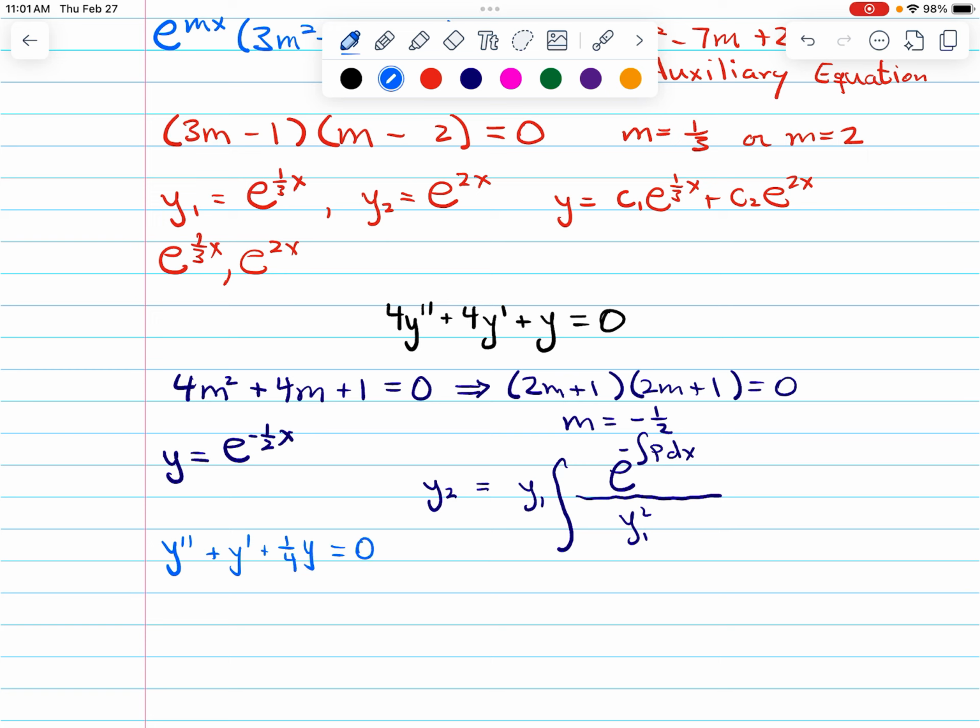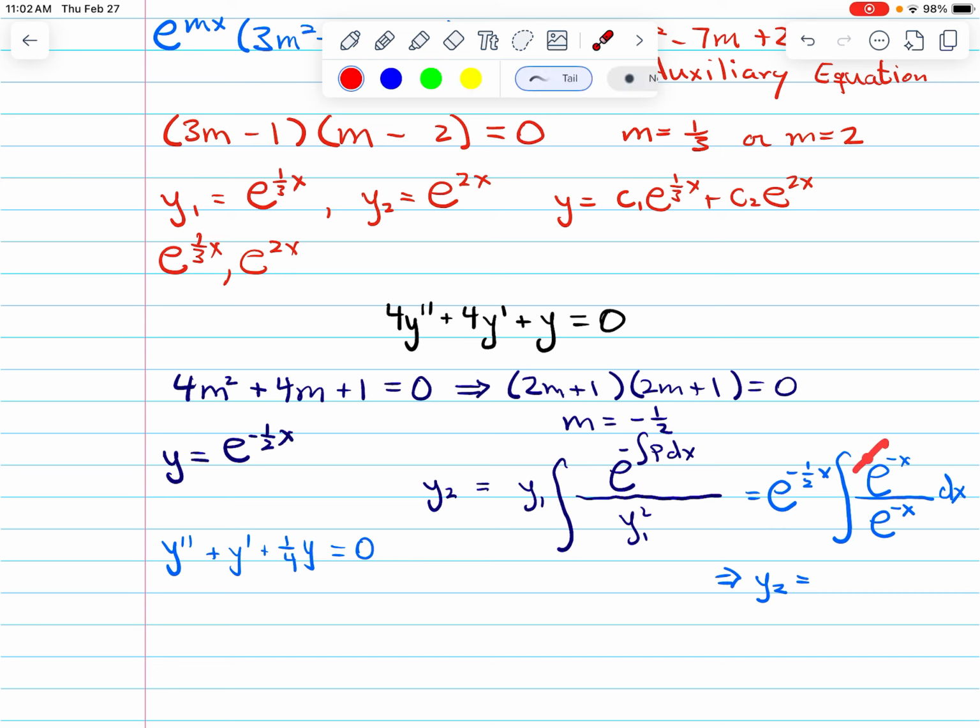So it looks like putting it into this formula, let's see what I would get. I get my first solution, e to the negative 1/2 x. There's my first solution. And then down here, this is going to be my first solution squared. So this is e to the negative x, right? And up here, I've got e to the negative x as well. And then dx. Well, that means that my second solution is just, now notice this right here, this is just the integral of dx, which is just x.